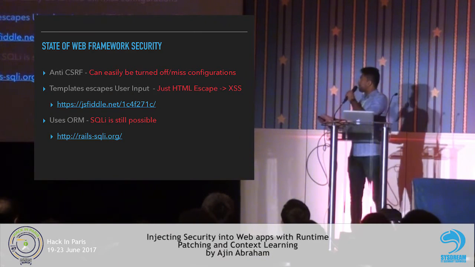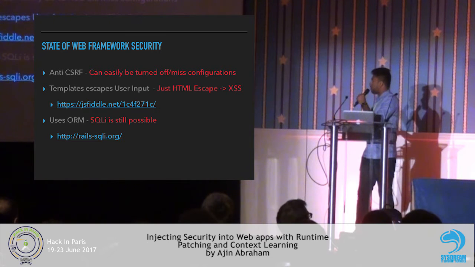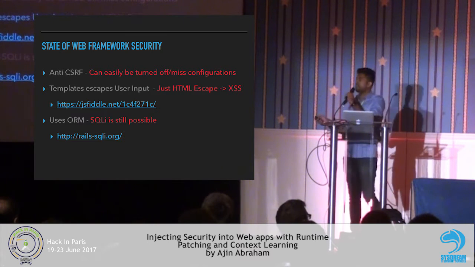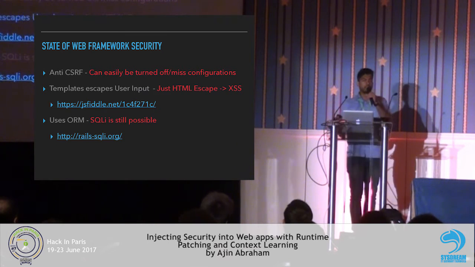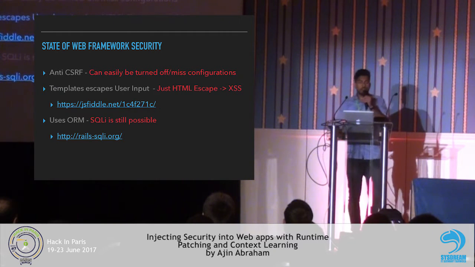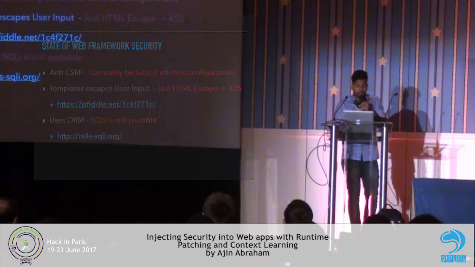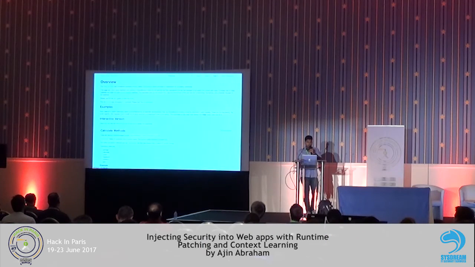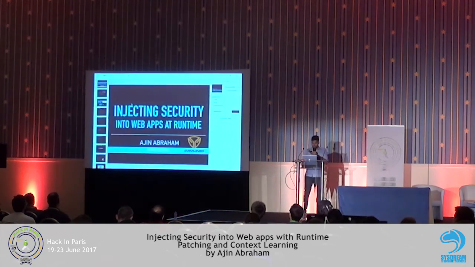So again, when it comes to SQL injection, you have the ORMs. The problem with ORMs is that even with some of the ORMs, SQL injection is still possible. For example, in the case of ActiveRecord used by Rails, you can see a lot of possible ways to exploit SQL injection. There's a wiki which has information about that. Even using these high-level APIs, SQL injection is still possible.